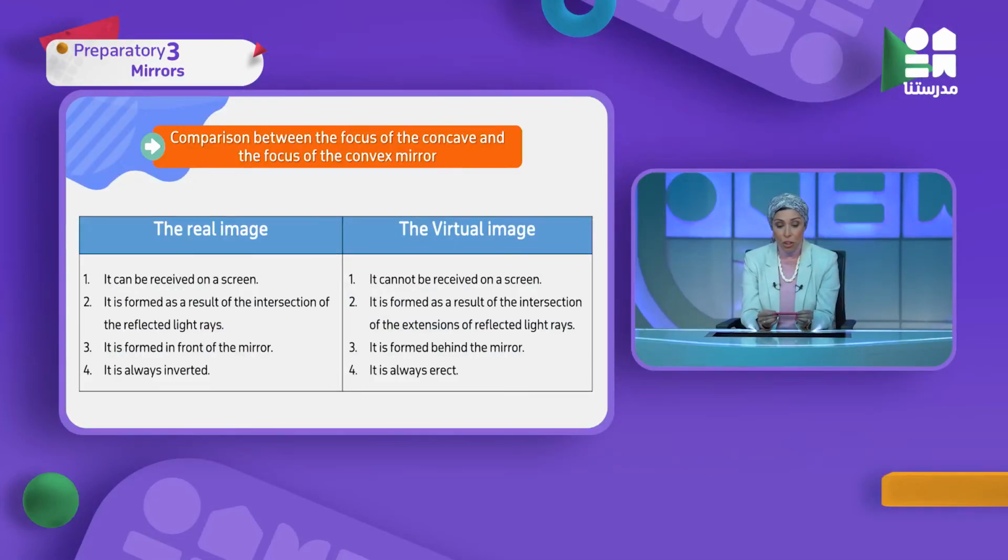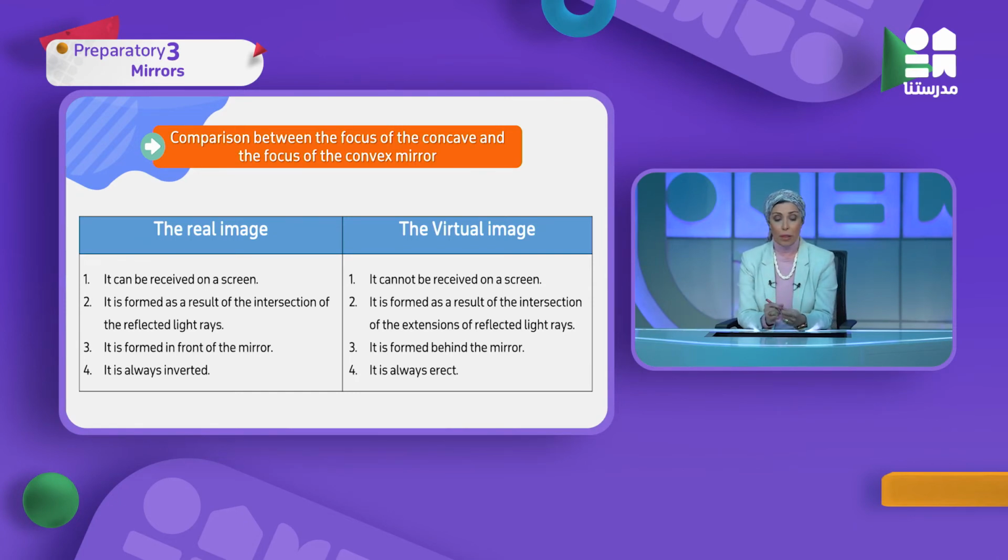Another very important comparison is between the real image and the virtual image. I know that all of you now know the comparison very well. The first comparison between the real image and the virtual image: I said that the real image can be received on a screen. I can put a screen, like what? White paper, transparent paper. I can get the image on this screen. While the virtual image we cannot receive on a screen. No matter what paper I put, I can't receive it on the screen.